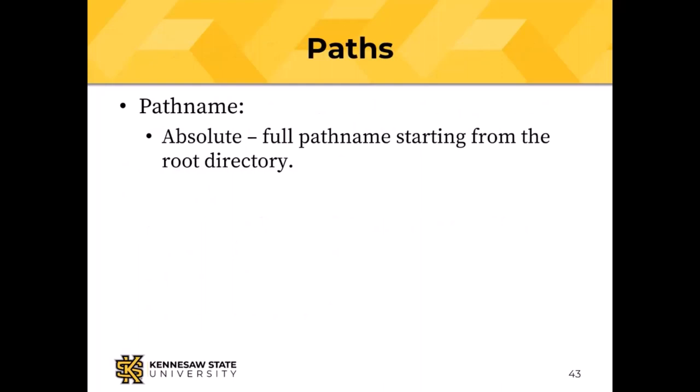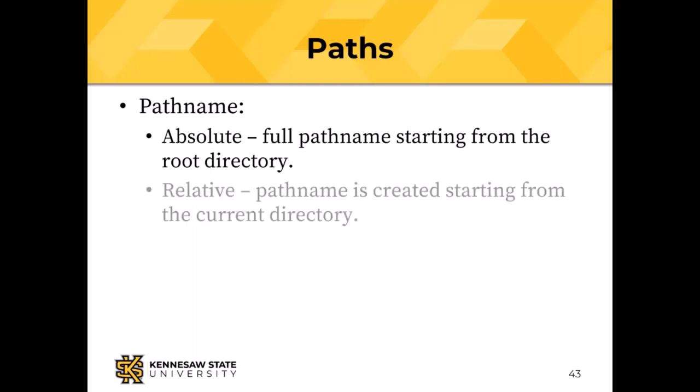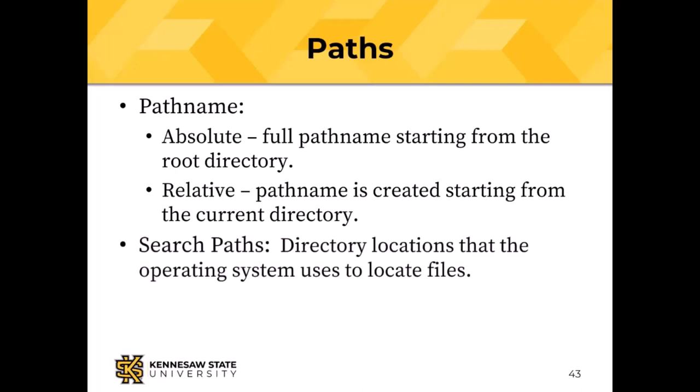The path name can be either an absolute path name or a relative path name. The absolute path name is the full path starting from the root directory of the file system. A relative path is starting from the current directory. A search path, which is something the operating system stores, is directory locations to be checked to locate files. So, using Windows again as an example, all the places where executable files could be are on the search path. And now when you try to execute a file, the operating system can find it.